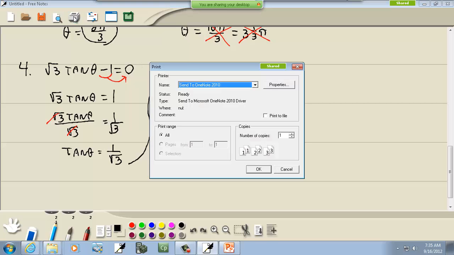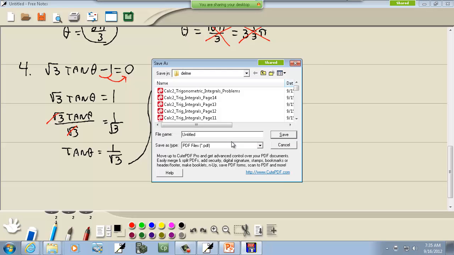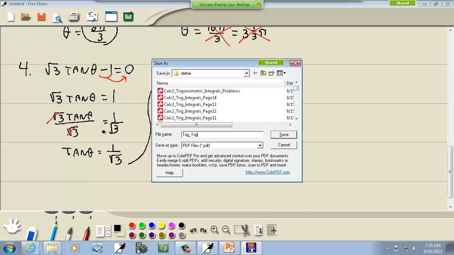Let me save this. Trigonometric equations, page 01. There we go.